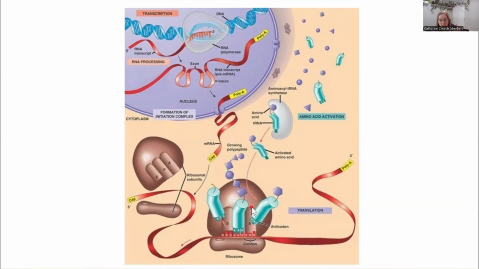When it is in the A site, instead of binding to a tRNA, it will bind to a release factor, which will disassociate your ribosome and will allow the polypeptide to break away and fold into a functional protein.